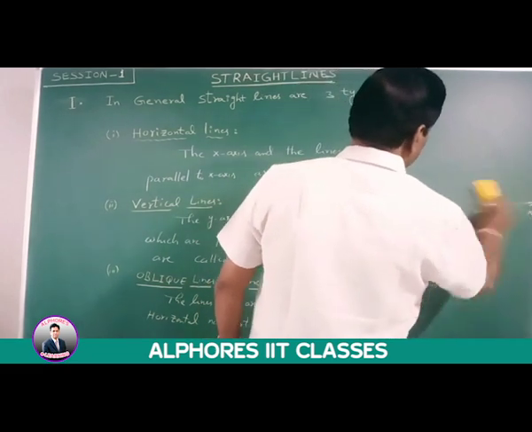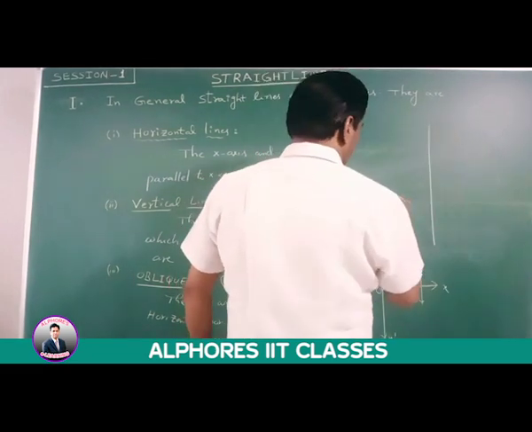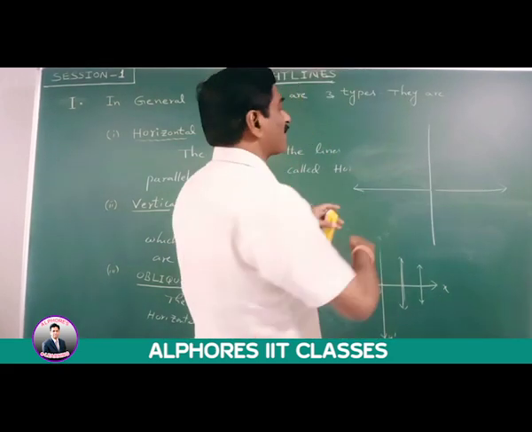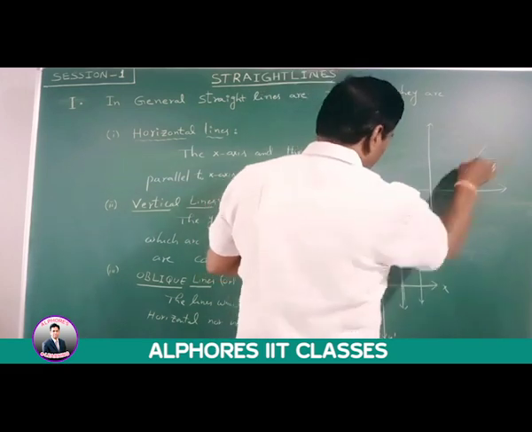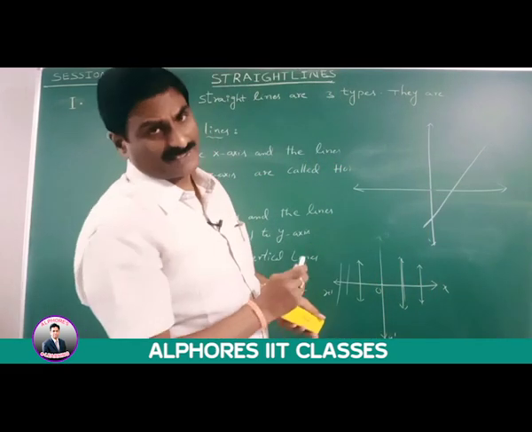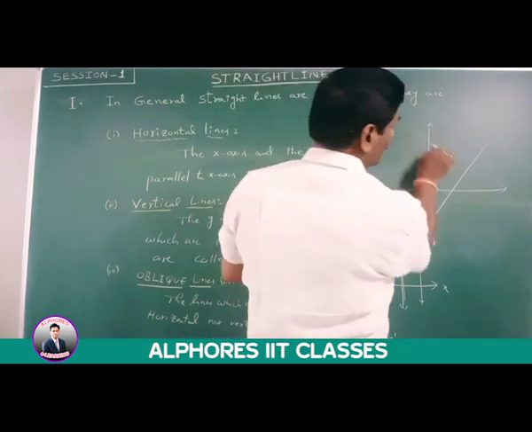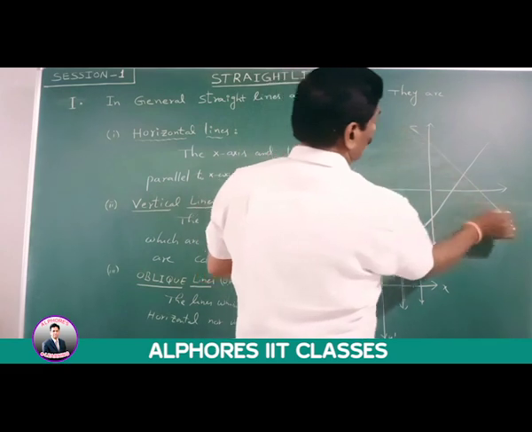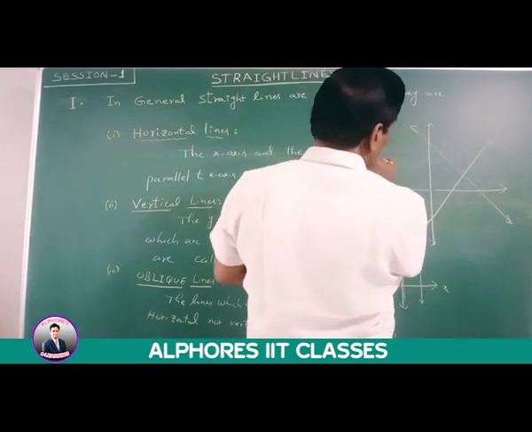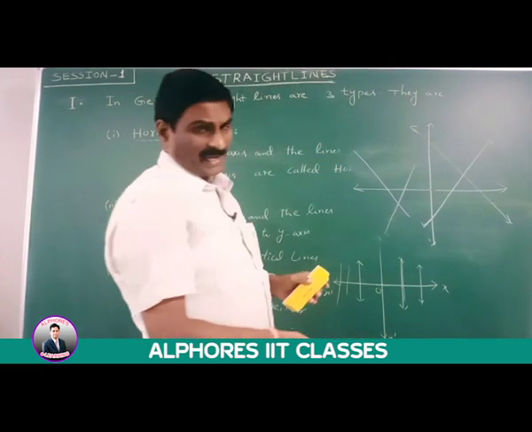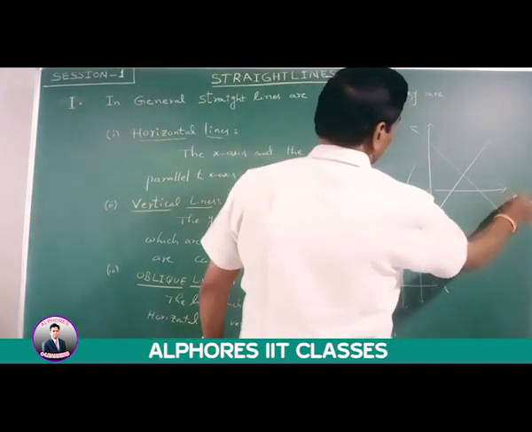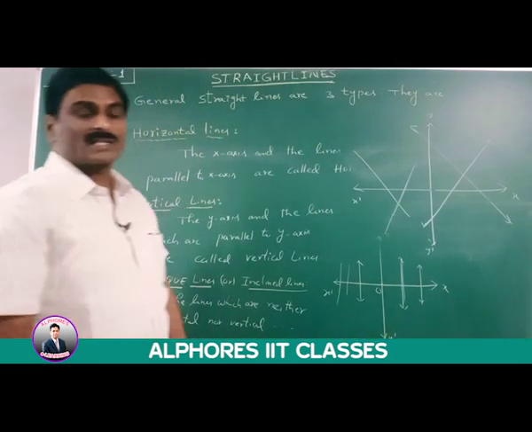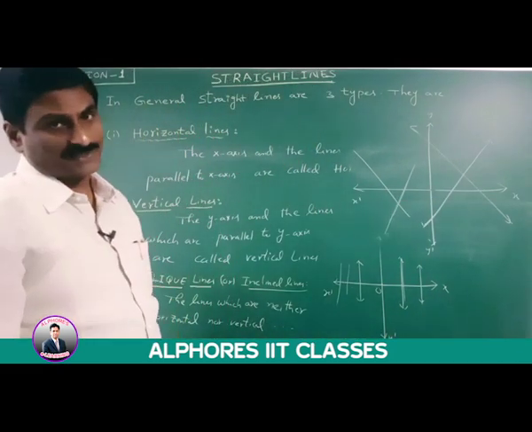Suppose this is the coordinate system. Horizontal lines means they are parallel to the x-axis. Vertical lines means they are parallel to the y-axis. Oblique lines means they are somewhat inclined with the x-axis and y-axis. So, in this way, these are the oblique lines. Please note this. This is one of the oblique lines. All of these are oblique lines. The lines which are neither horizontal nor vertical are said to be oblique lines.